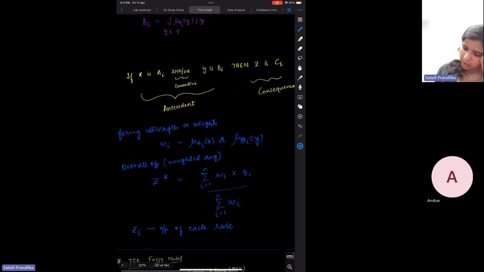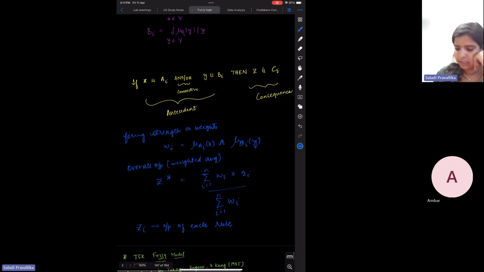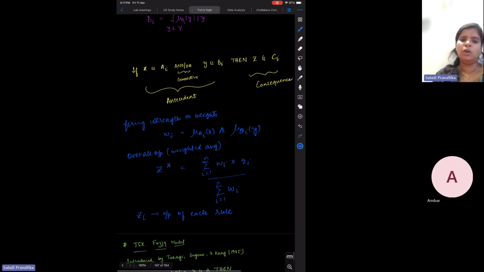So for this, the firing strength or the weight of the ith rule is defined by taking the intersection between mu A and mu B. That is the membership value from fuzzy set A and the membership value from fuzzy set B, for a given value of X and Y, you take the intersection. Right. So once you get the firing strength or the weights, then you go for the overall output.